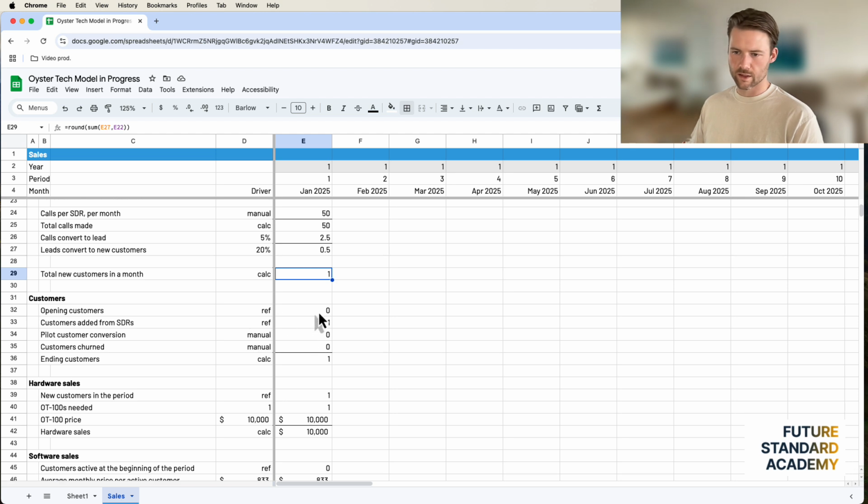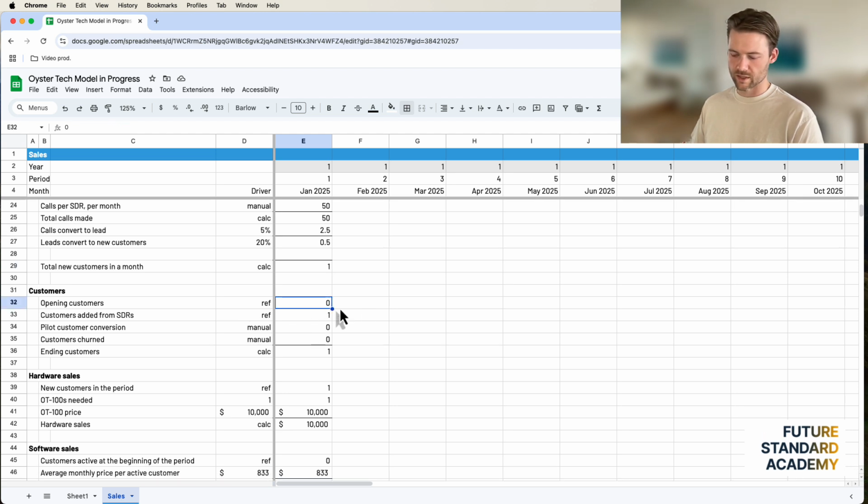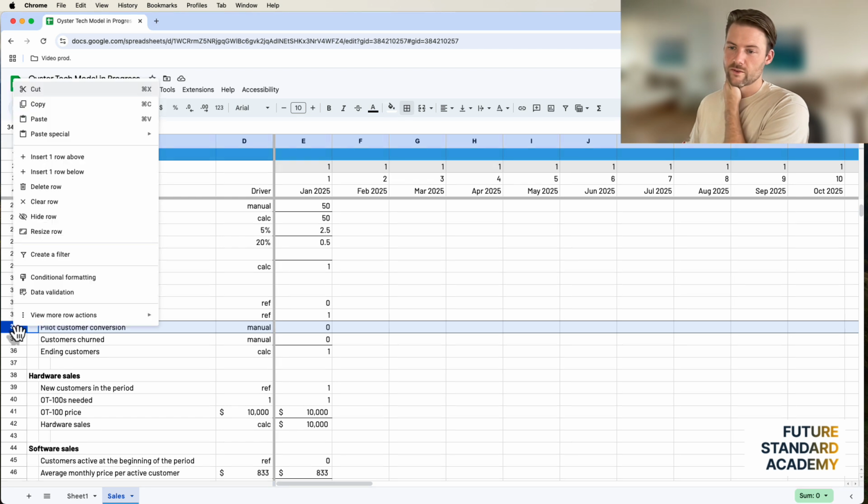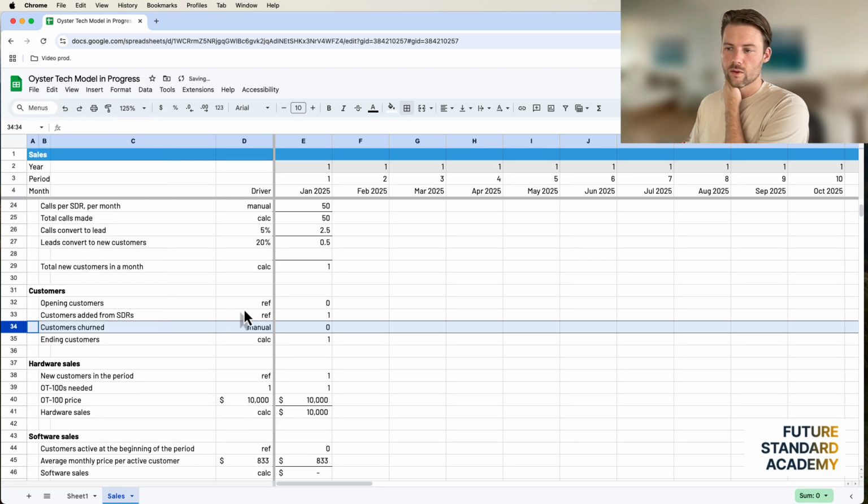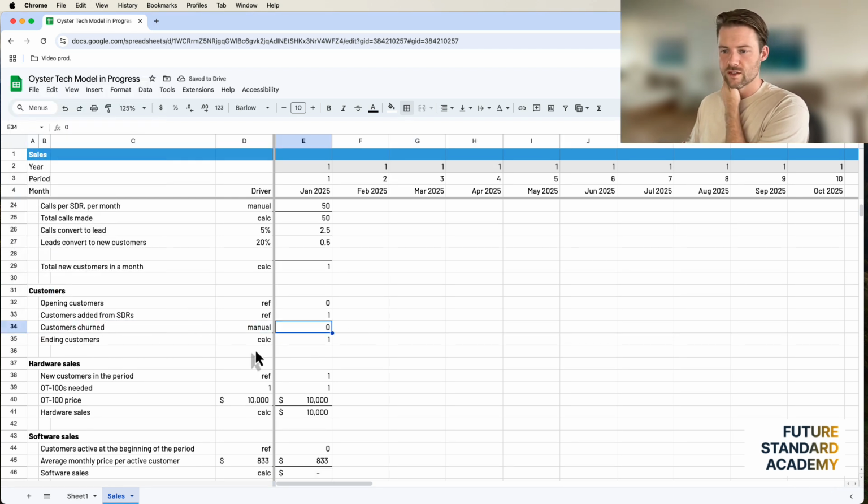Now what we need is the customer count. So opening customers, say we started with 0 in the small farmers. Customers added from the sales development rep is 1. Pilot customer conversion, we actually don't need that anymore. Customer churn, there's 0, and then ending customers is going to be 1 this month.